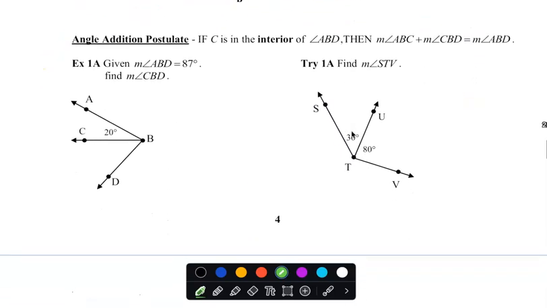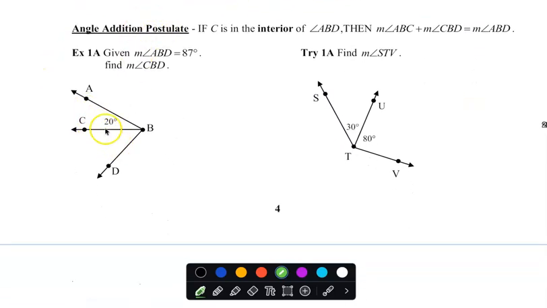Okay, the angle addition postulate basically says if you have two adjacent angles, if you add them up, you get the whole angle. That's what's happening here. Look at angle ABC plus angle CBD. Those two adjacent angles, you get the whole angle ABD. So that's the angle addition postulate. If you have two adjacent angles, when you add them up, you get the whole angle. So for example, here it says ABD.